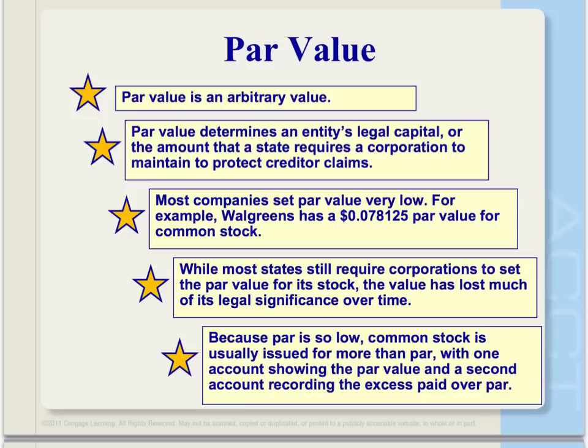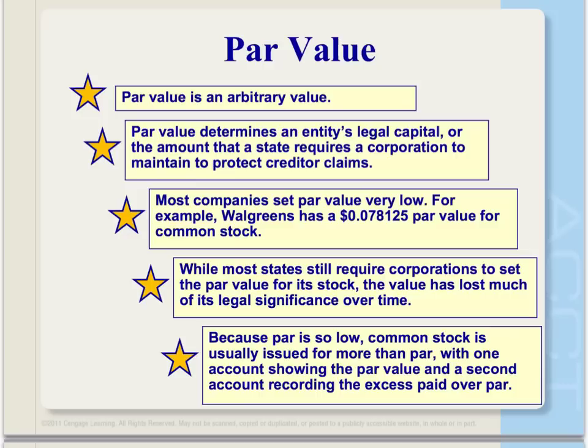This par value is an arbitrary value that determines an entity's legal capital. Legal capital is the amount of capital that a state requires a corporation to maintain in order to protect creditor claims. Most companies set par value very low. If we look here at Walgreens, it has set a 0.078125 cent par value for its common stock, while CVS has a 0.01 or 1 cent par value.